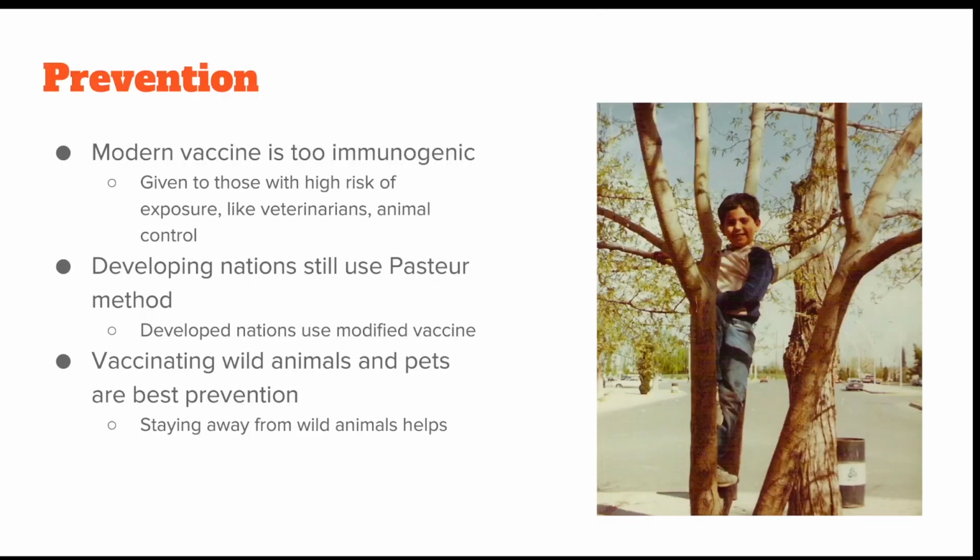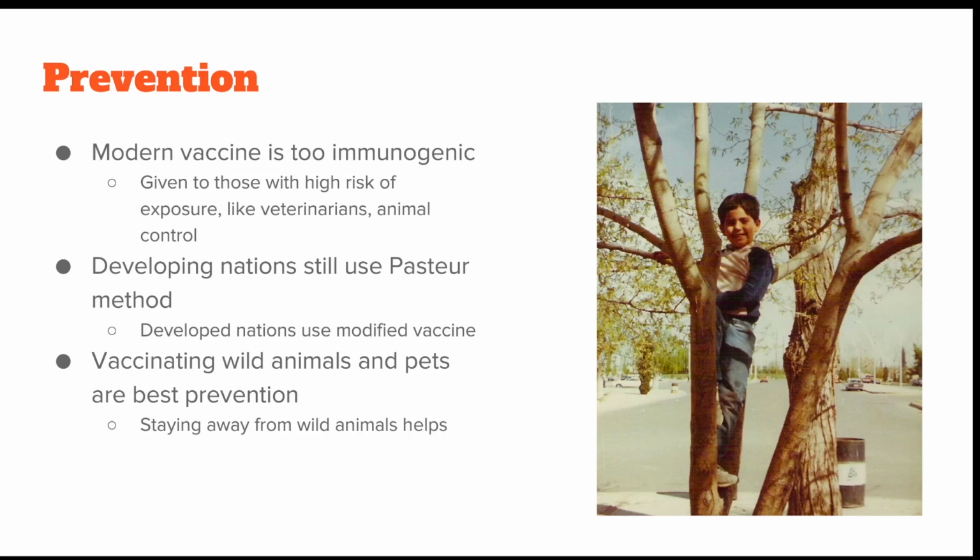We don't have it on the schedule for growing up. It's just too immunogenic. You give it to those people who are at high risk of exposure, like veterinarians, animal control people, veterinary technicians, just as a prophylaxis. But you don't generally give it to the whole population, because it's immunogenic, it causes a big immune response, and it can cause a lot of unintended side effects.